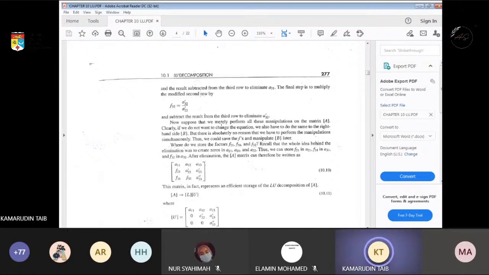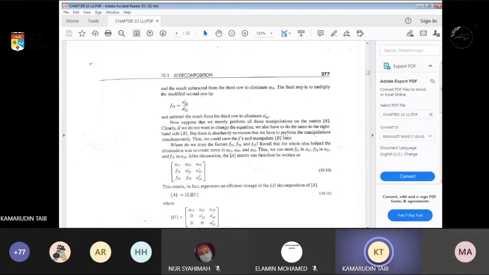Now suppose that we merely perform all this multiplication and manipulation on matrix A. Clearly, if we do not want to change the equation, we also have to do the same to the right hand side, which includes B, right? But there is absolutely no reason that we have to perform the manipulation simultaneously for this LU decomposition method. Therefore, we can save the F and manipulate B later.